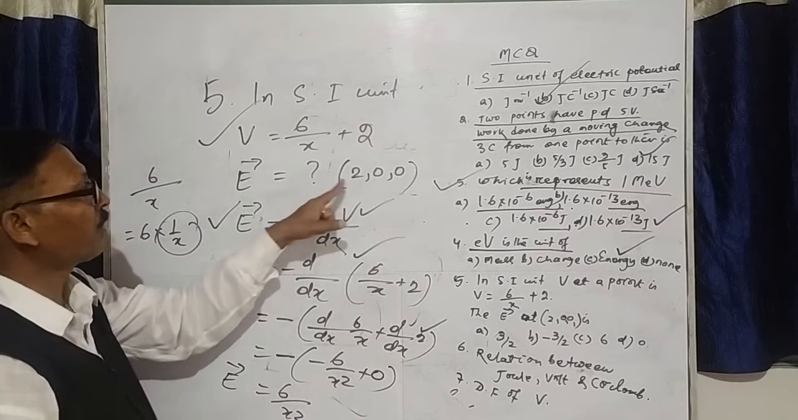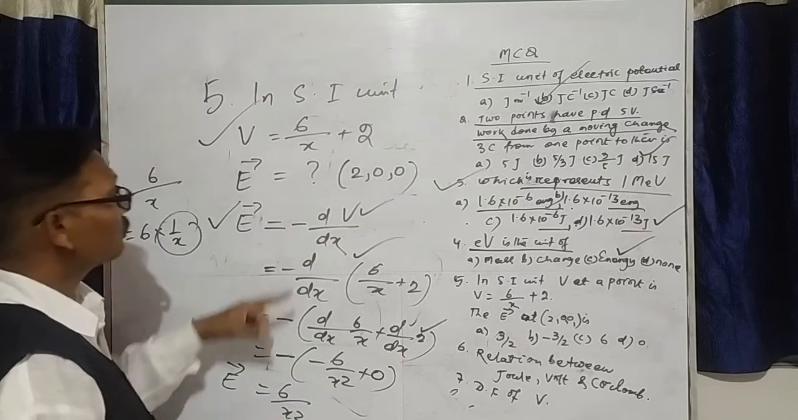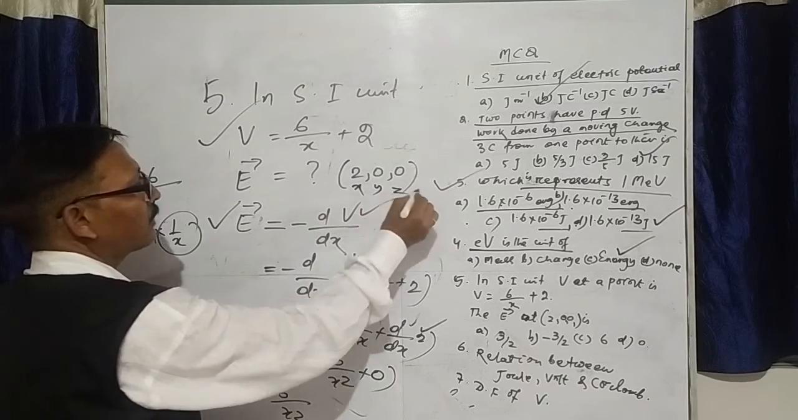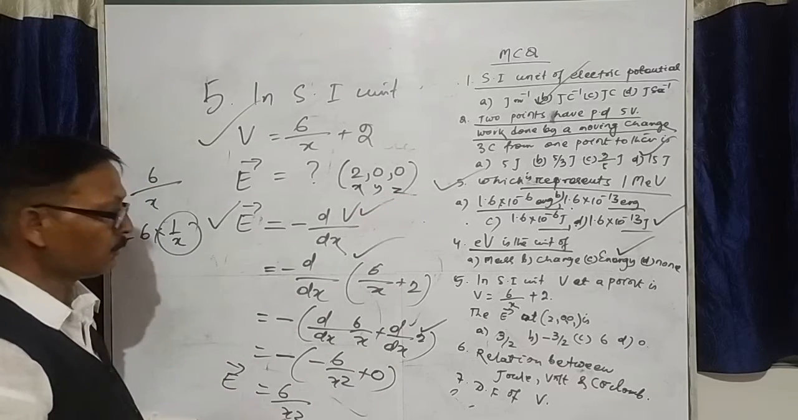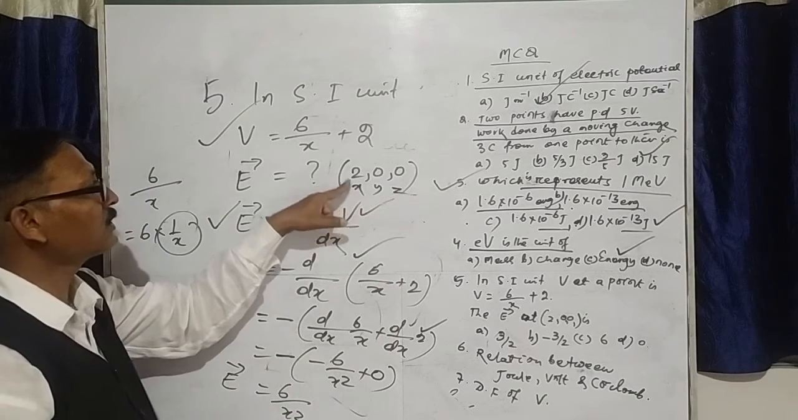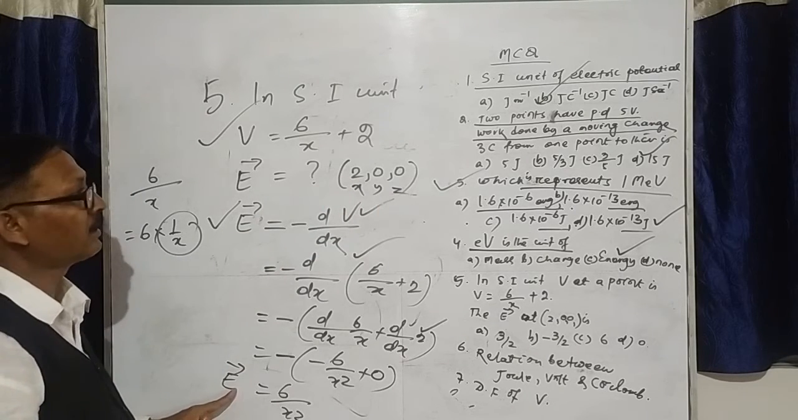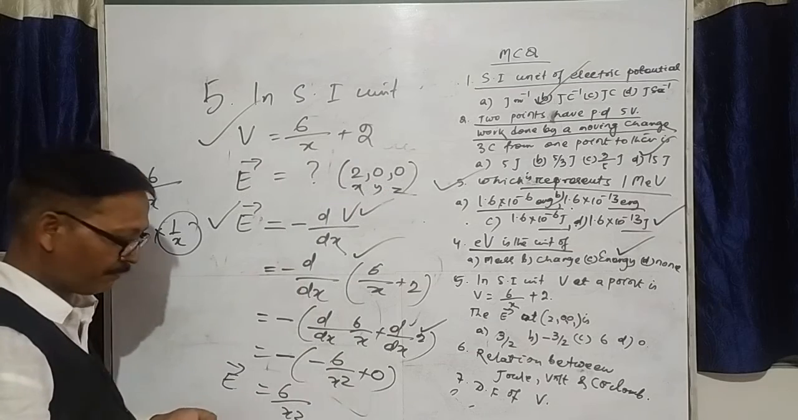But the given point is 2 0 0. So this is the x coordinate, this is the y coordinate, and this is the z coordinate. Here you see x. So put x equal to 2 to get the electric field at the point 2 0 0. Okay, put.